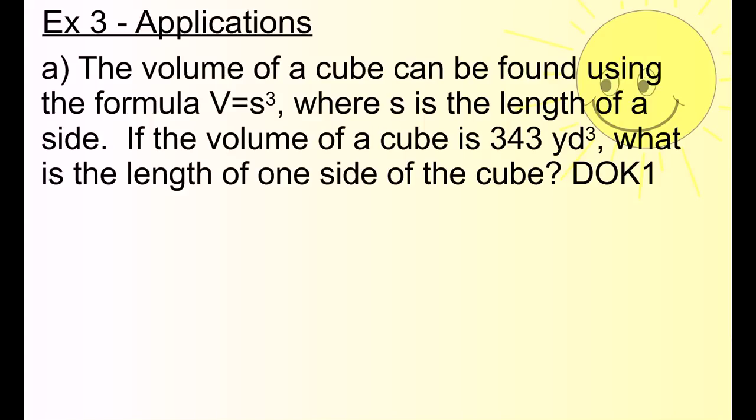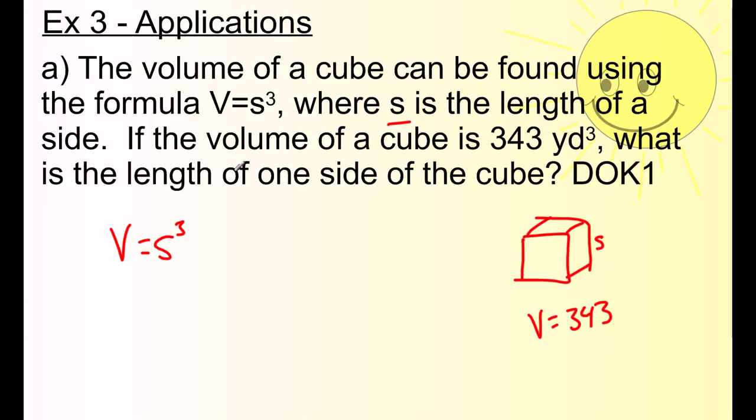So here we go. It says the volume of a cube can be found using the formula V equals S cubed, where S is the length of the side. Okie dokie. Cube it is. Length of the side is S. If the volume of the cube is 343, what is the length of one side of the cube? Well, let's see. If I plug it into my formula here, the volume is 343. And they're asking us what is the length of one side, which is the S.